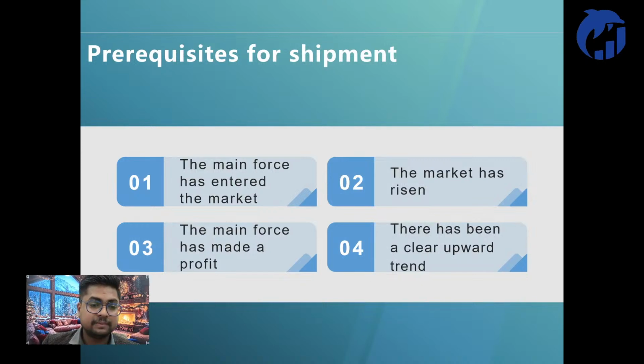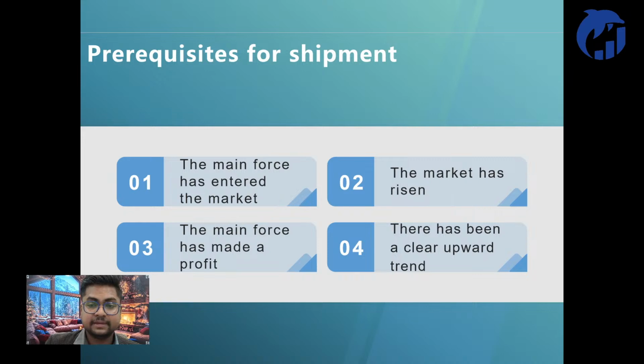The main force made a profit. So obviously the main force at this point is having a good amount of profit. So just have a look. This is point 3. The main force have made the profit. So this is where the main force have made a profit at this level, right?